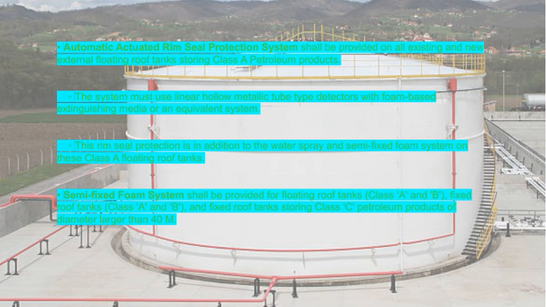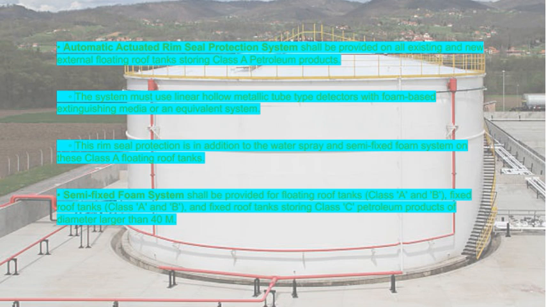Moving on, we also provide a semi-fixed foam system for other types of tanks. This includes floating roof tanks for Class A and B products, fixed roof tanks for Class A and B, and fixed roof tanks storing Class C petroleum products that are larger than 40 meters in diameter.